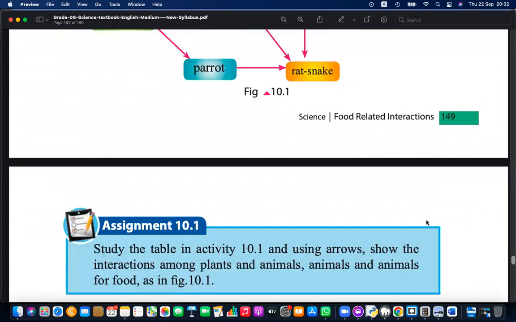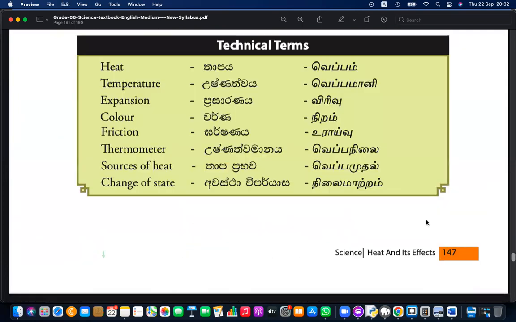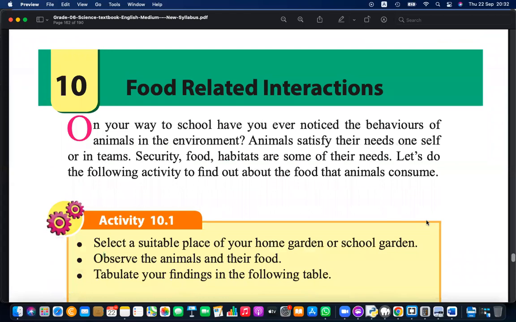Then we need to learn about chapter number 10. 10 is about the food related interactions.